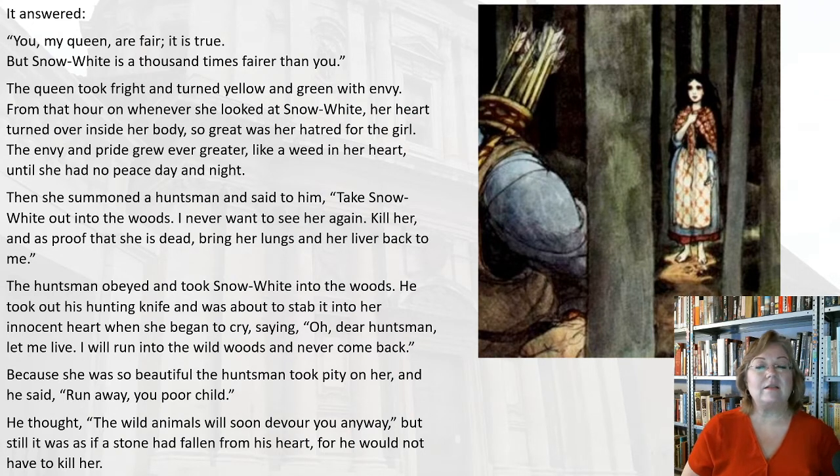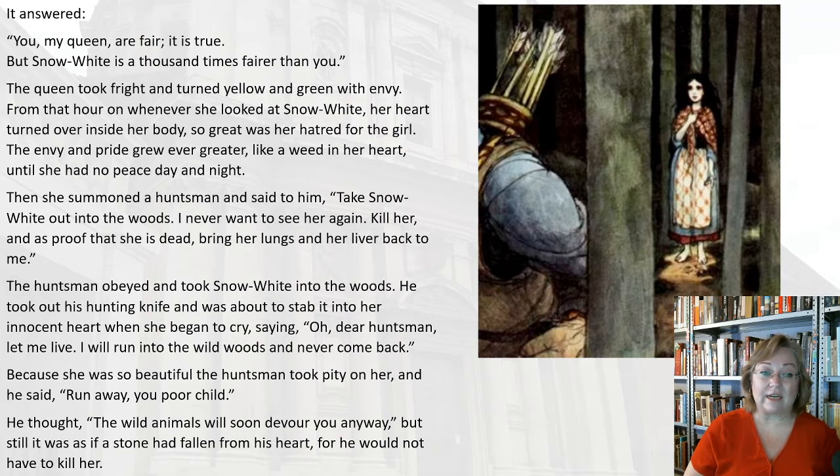Then she summoned a huntsman and said to him, "Take Snow White out into the woods. I never want to see her again. Kill her." You got to be really jealous to want to kill somebody for their beauty when you're talking about a 7-year-old or anybody for that matter. "Kill her, and as proof that she is dead, bring her lungs and liver back to me." That is specific. The huntsman obeyed and took Snow White into the woods.